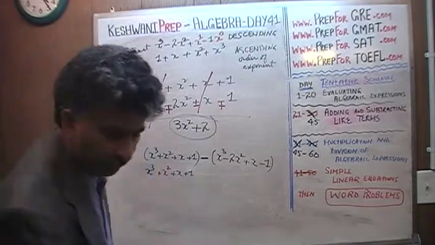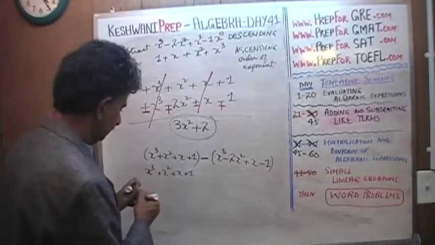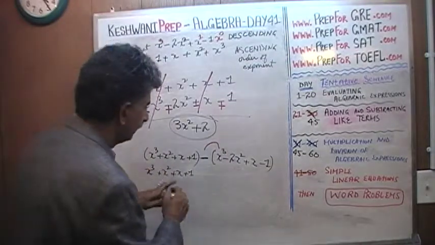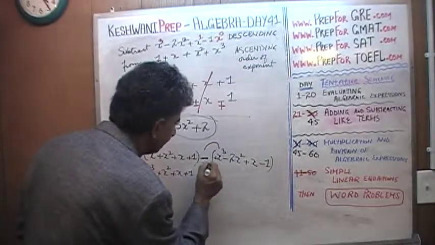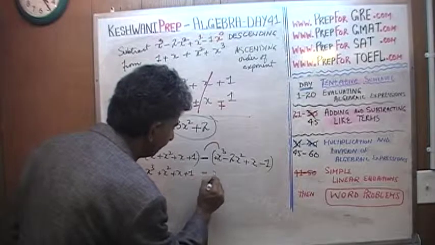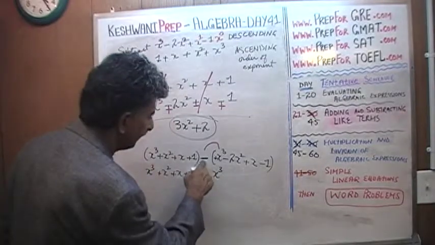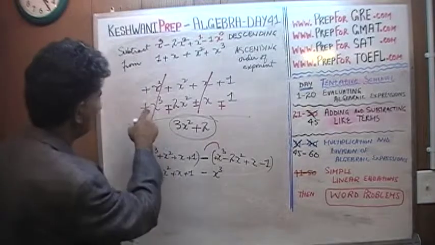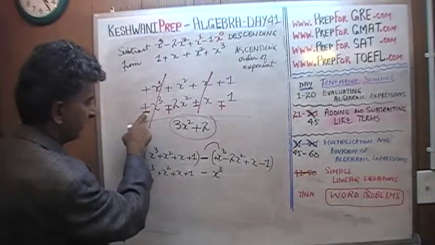And now what happens when we open the parenthesis? When we open the parenthesis, this has a plus sign in front of it. Positive and negative becomes negative. This becomes negative x cubed. You see, positive times negative becomes negative x cubed. Right here, negative x cubed. The positive became a negative.